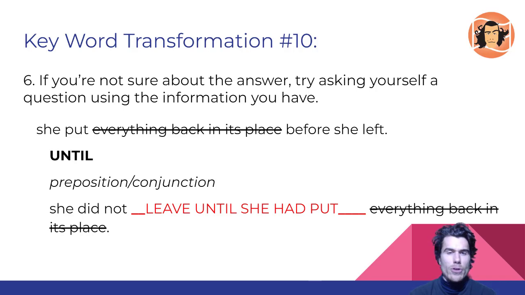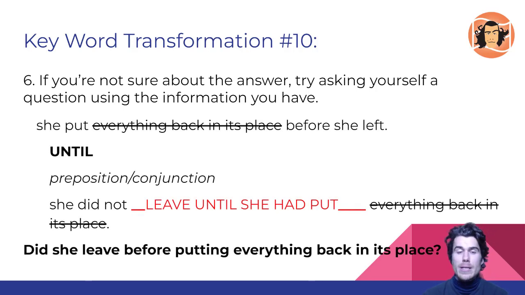Step 6. If you're not sure about the answer, try asking yourself a question using the information we have. So, pause the video, write down a question. Maybe you've written something else in the gap, but you can ask yourself a question on the information you've written, or you can ask yourself a question on the information I've written here. And then press play when you're ready and we'll see what question I've written down. Okay, so hopefully you've done that. The question which I've written is, did she leave before putting everything back in its place?